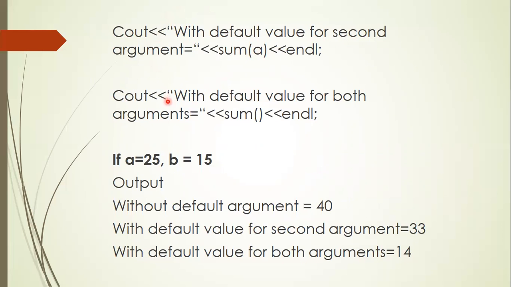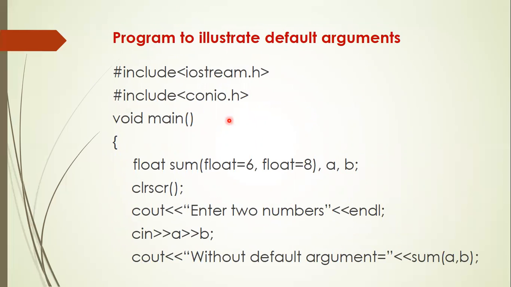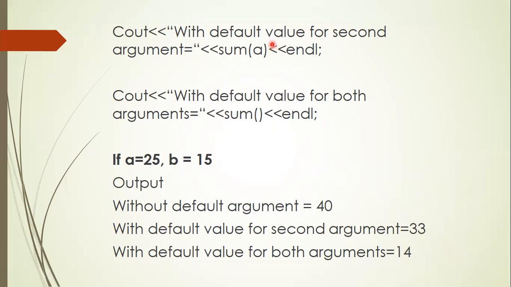The third example, cout with the default value for both arguments. Here what happens, you are calling the function sum without any argument. Here both the arguments are missing, meaning for both it will make use of the default value. The default value for A is 6 and the default value for B is 8. The first example, no default values are used because both arguments are present. The second example, one argument is missing, meaning only for B it makes use of the default value. The last case, both arguments are missing, meaning for both arguments it makes use of the default value.